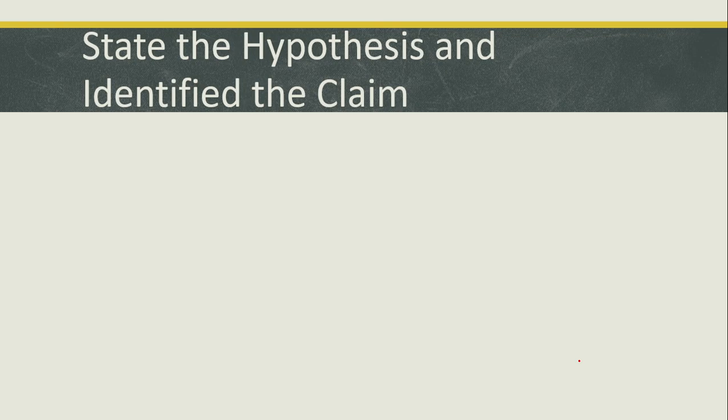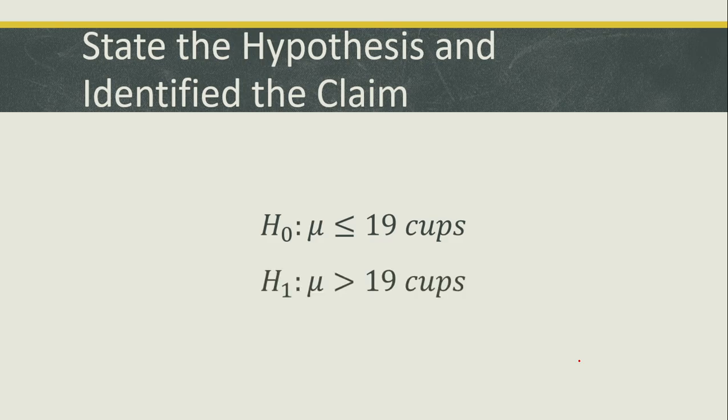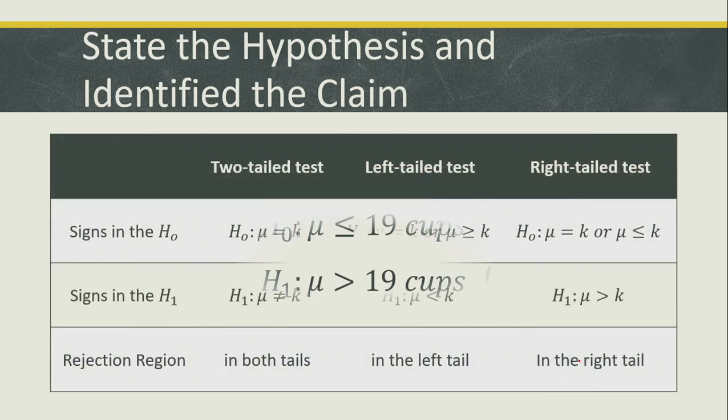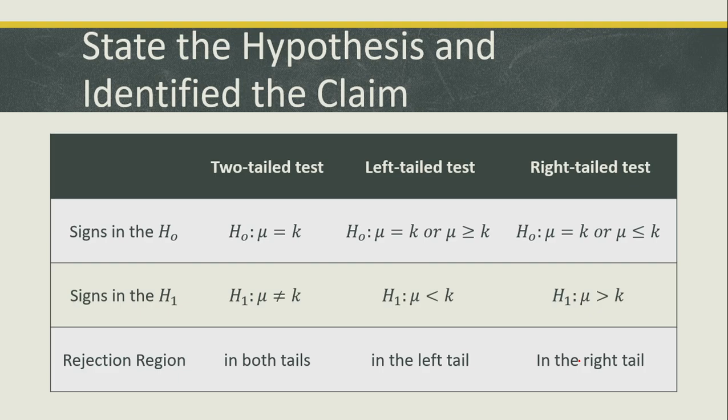So, kabaliktaran lang ng more than or ng greater than, less than or equal. So, that will be the null hypothesis. And then, alternative is greater than 19 cups. And also, alternative will be the claim. So, ito yung gusto nating patunayan, or ito yung kiniklaim ng researcher na more than 19 cups daw yung nakukonsume per person. Ayan pa rin yung table para ma-visualize nyo. So, more than, that is greater than, under ng alternative, opposite, less than or equal, for the null hypothesis, and this is a right-tailed or a one-tailed test.